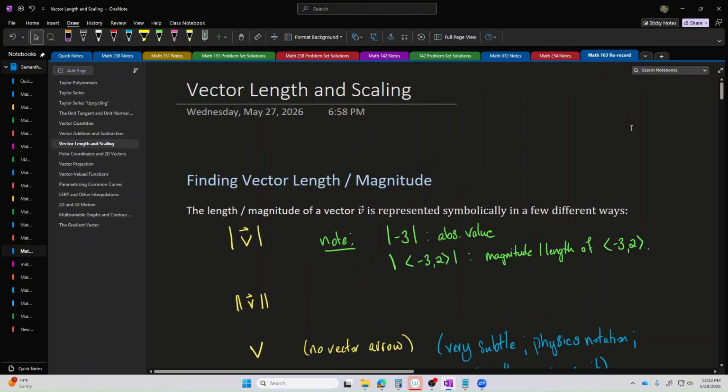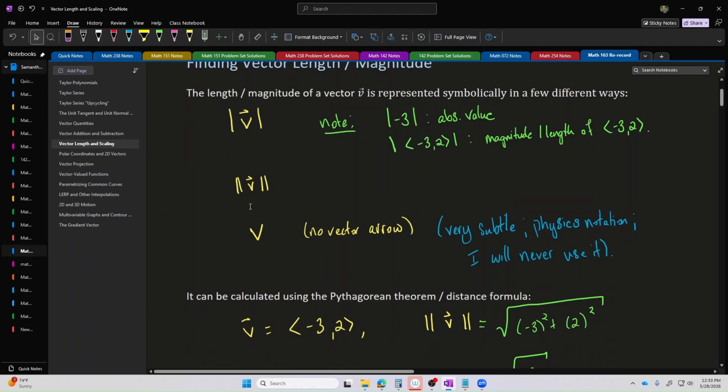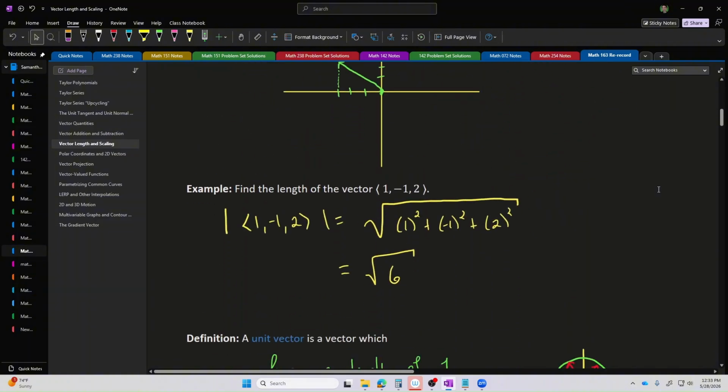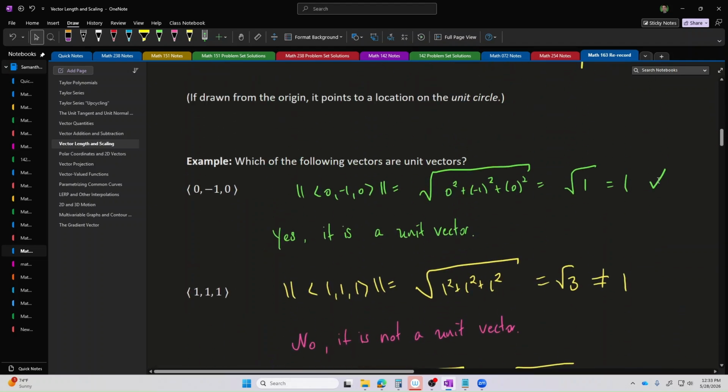This concludes our lesson on vector length and scaling. The length of a vector, typically denoted by a pair of vertical bars or a double pair of vertical bars, can be found using a Pythagorean theorem type of formula. The square root of x squared plus y squared plus, if you have a z, z squared. Unit vectors are vectors that have a length of exactly 1 unit. So to determine if a vector is a unit vector, just calculate the length and see if the result is equal to 1.